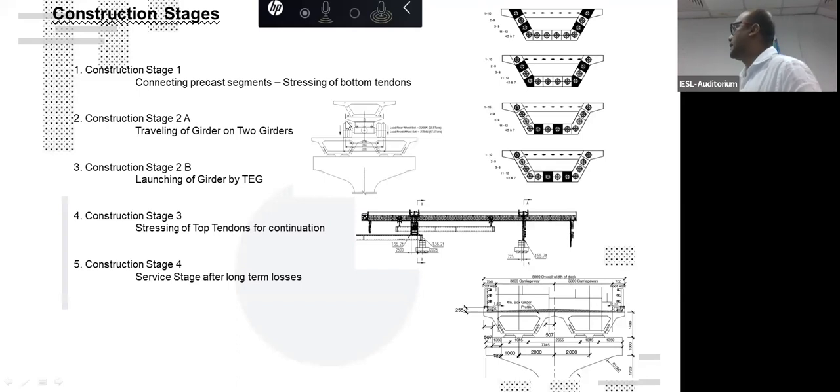Then the third construction stage is the launching. This is the most critical construction stage. At one step of this launching method, the entire launching girder load has to transfer to the beam. When the launcher moves from one span to the other span, the entire launching girder load comes to one span, one beam. That is the most critical construction stage of the system. Then the fifth one is a long-term service stage after all losses and application of load model one and three combination.